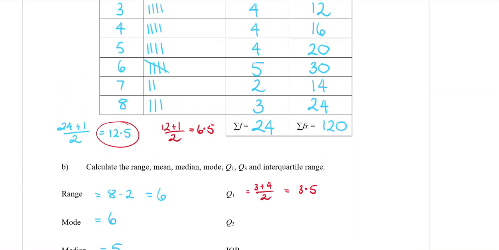Okay, the Q3, I'm going to have to find my 6 and 7 counting from the bottom backwards. So I go 1, 2, 3, 4, 5, 6 and 7. They're both in the same number again. They're both going to be in the 6. So the Q3 is 6.